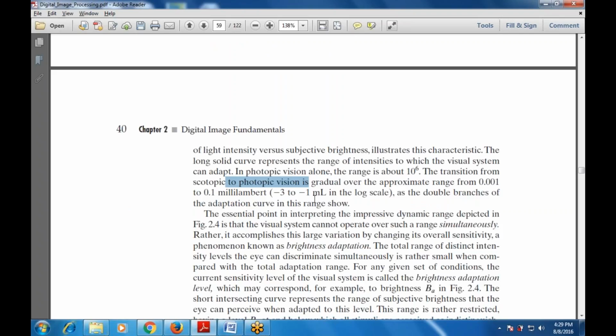But the main point in interpreting the impressive dynamic range depicted in figure 2.4 is that the visual system cannot operate over such a range simultaneously. Rather, it accomplishes this large variation by changing its overall sensitivity. That phenomenon is known as brightness adaptation. The total range of distinct intensity levels the eye can discriminate simultaneously is rather small when compared with the total adaptation range.